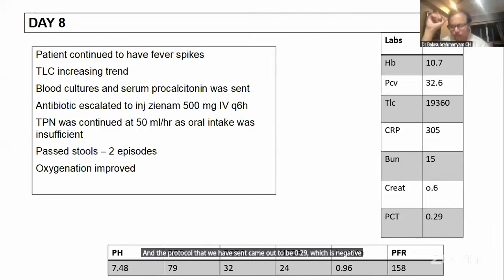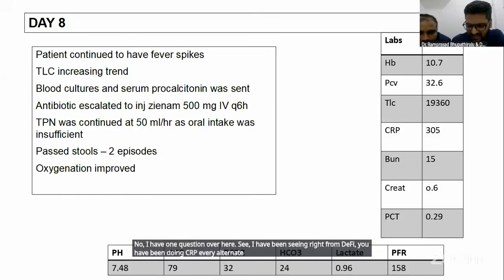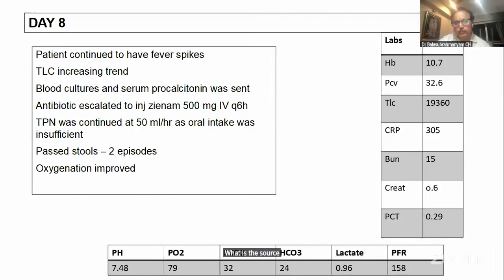Now, I have one question over here. I have been seeing right from day 5, you have been doing CRP every alternate day. I think 500, 340, 305. Now you have sent a procalcitonin also. What is the source of sepsis that you are looking at this point of time?